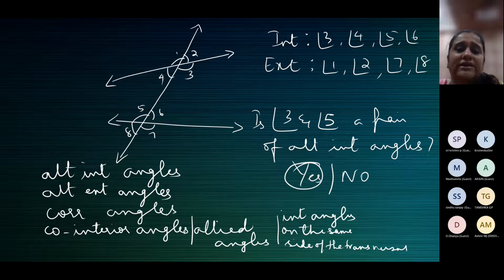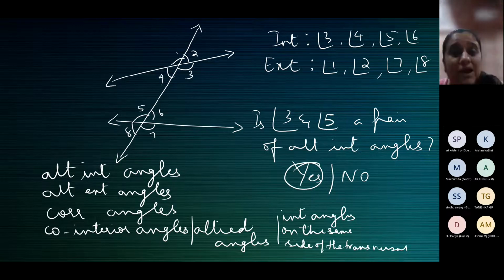And finally, co-interior angles, or allied angles, or interior angles on the same side of the transversal. Now, these need not be equal. They are supplementary. Allied angles are supplementary. So, if the lines are not parallel, allied angles are not supplementary. If the lines are parallel, then allied angles are supplementary.